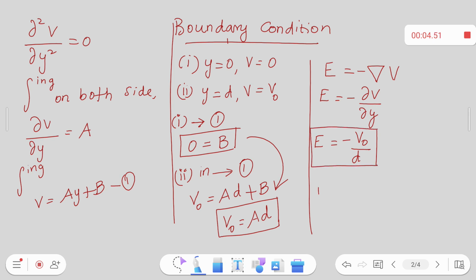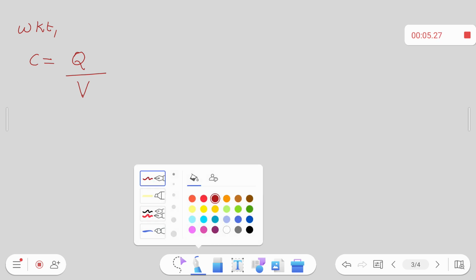You know the relationship between flux density and field intensity: D is equal to epsilon into E. So my D vector will be minus epsilon into V0 by d. So far we have computed the flux density of my parallel plate capacitor. Then, you know the formula to find capacitance: C is equal to Q by V, the amount of charge stored in the capacitor with respect to your voltage.